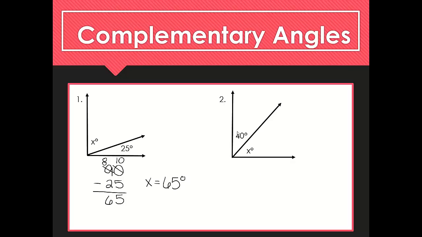For number 2, we again have complementary angles. When we add up our two angles, we will get 90 degrees. So in order for us to find x, we need to take 90 degrees and subtract 40 degrees. 0 minus 0 is 0, and 9 minus 4 is 5. So x equals 50 degrees.